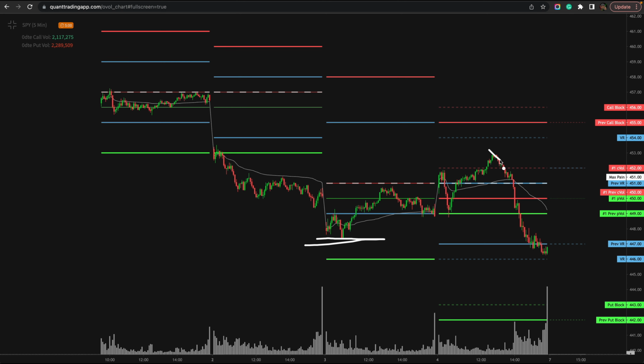So I entered a very cheap butterfly here. This is already an over 1,000% winner, if you guys remember, within Quant Trading App last week.